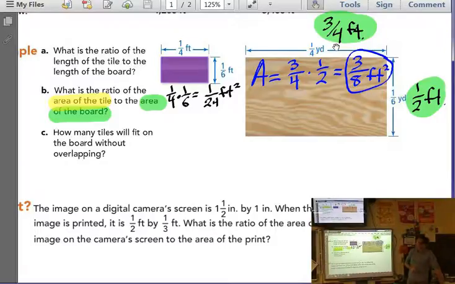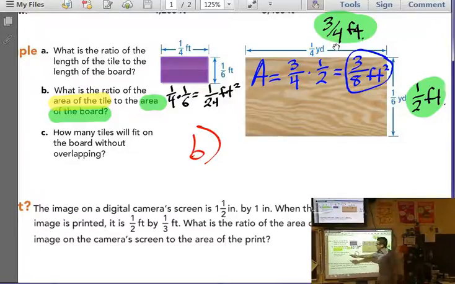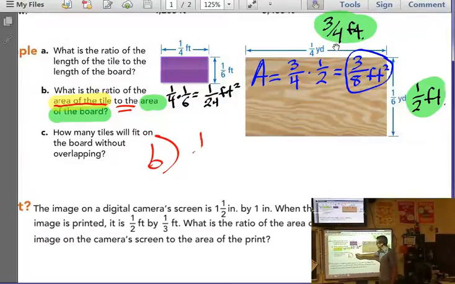So the order of the question tells me the order of my math. So what do I set up here? 3/4 times 1. So the order of my question, area of the tile to the area of the board. So which needs to come first? 1/24. Ah, the 1/24 needs to come first because that's area of the tile. Then it's a ratio. And then to 3/8.